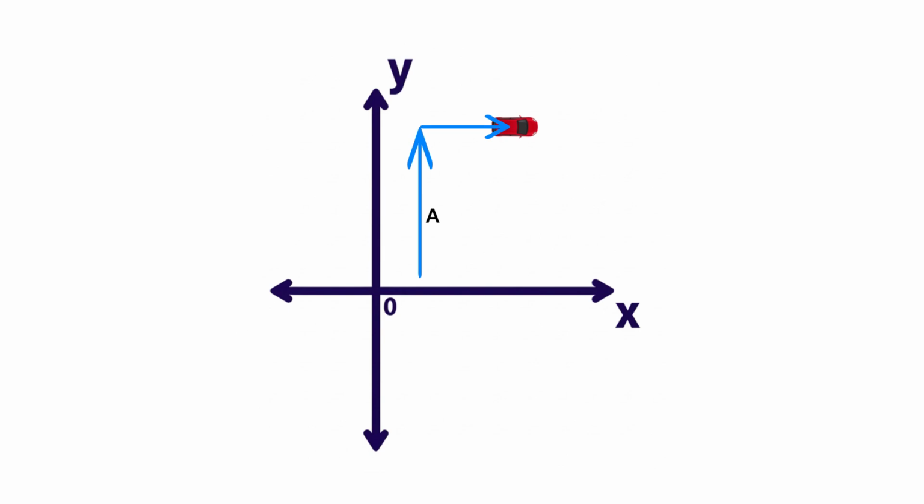We will refer to this vector as B. To find the net displacement from point A to point B, we draw an arrow that connects the initial and final positions. Let's call this resultant vector R. So in this case, we can say that R equals A plus B.